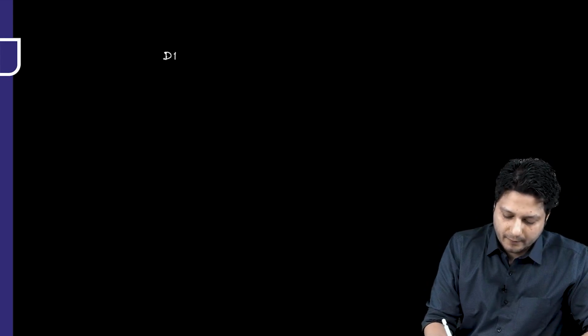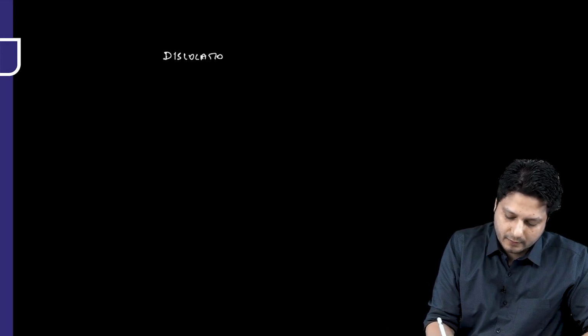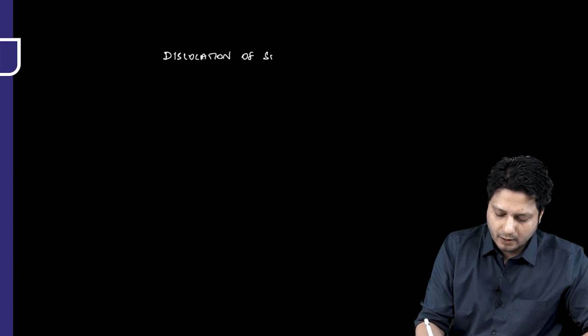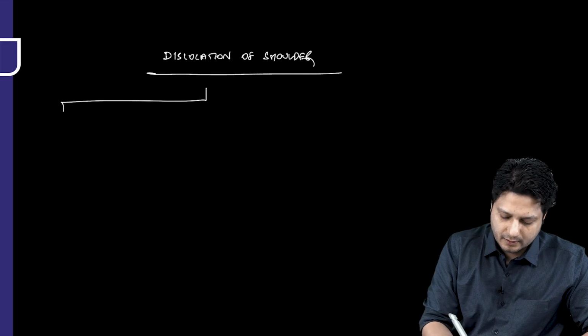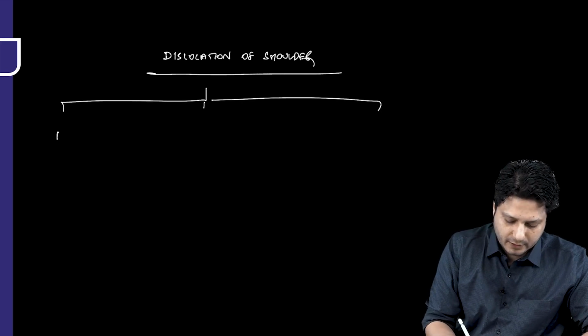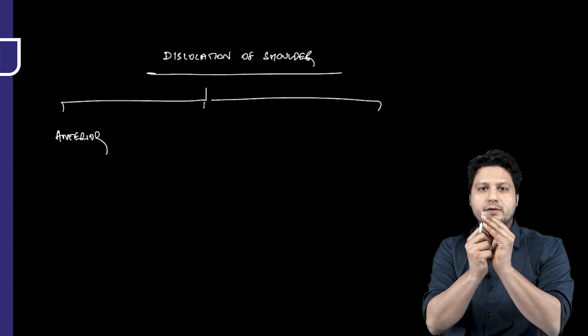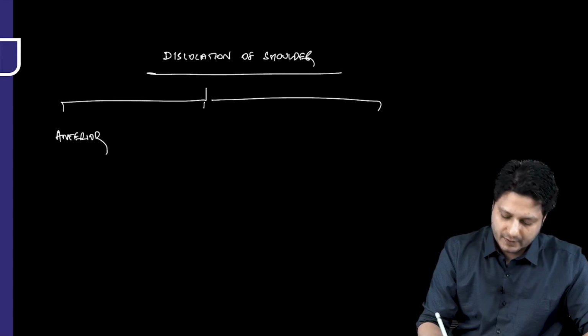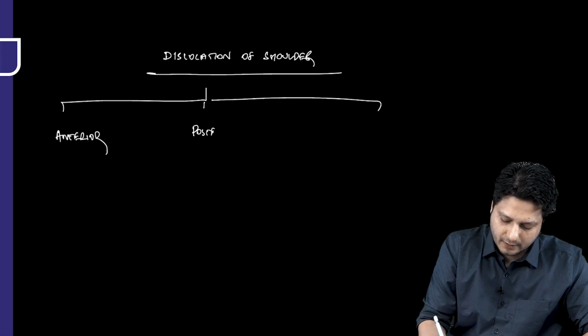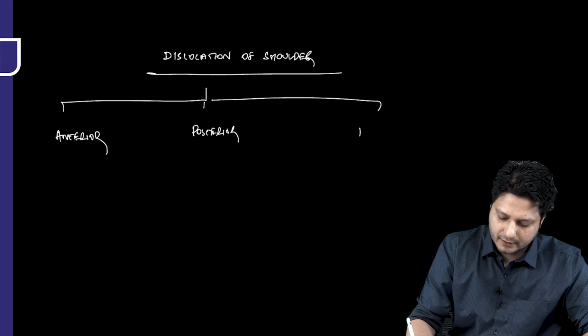With these questions in your head, let's discuss the first topic, dislocation of the shoulder. As I told you already, shoulder dislocation could be categorized into three different categories. The first one is anterior dislocation of the shoulder, which means the head of the humerus has moved anterior to the glenoid. The second is posterior dislocation of the shoulder, and the third is inferior dislocation.